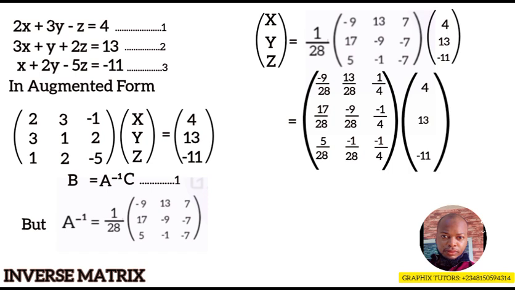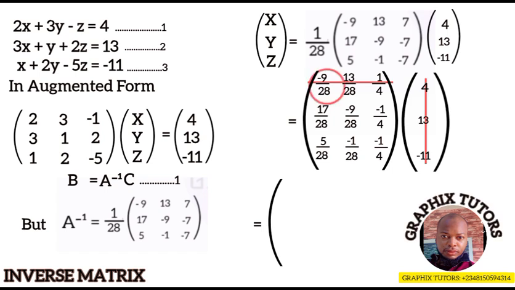So we have one column and 3 rows here, right? So this is a 3 by 1 matrix multiplying a 3 by 3 matrix. Is that okay? So let's see how this will go. You take the first row and you leave this column constant, since it is one column. So you'll be moving the rows. If I take the first row and the first column in the second matrix, I'll have minus 9 over 28 multiplied by 4.